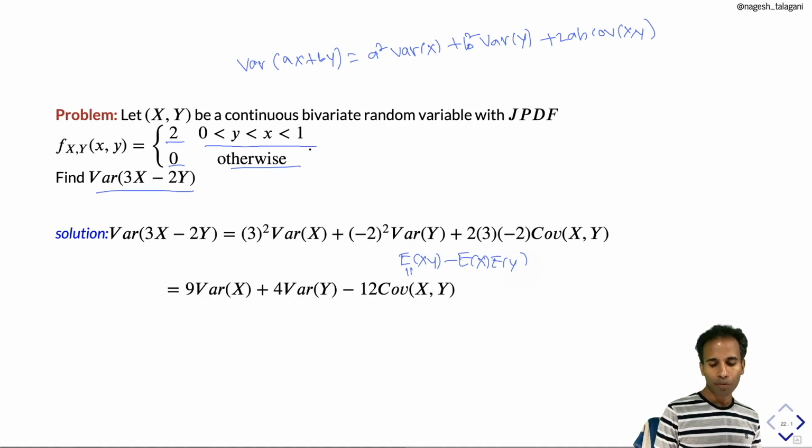So to find out variance of 3x minus 2y, we need expectation of xy, which can be computed using the joint PDF. We need expectation of x, expectation of y, variance of x, variance of y. These things can be computed from the marginal PDFs of x and y. Okay. First, let us find out the marginal PDFs of x and y.